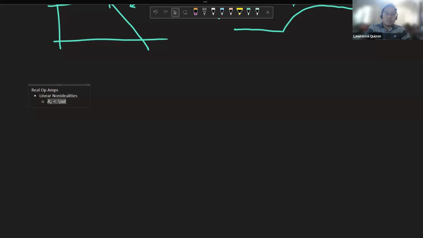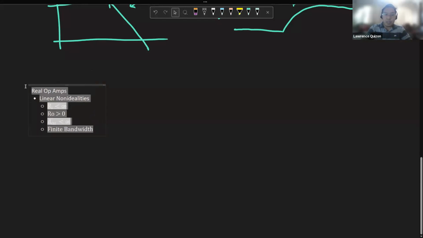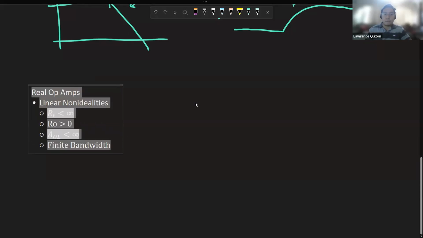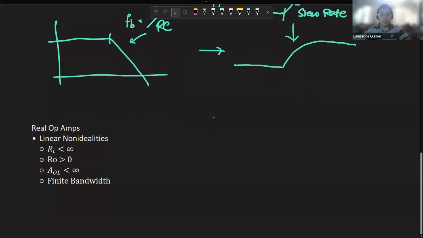Rn is not infinite, it is small. It's struck through. R out is not 0. The open loop gain is not infinite. And also, the bandwidth is finite, so there is an end to the bandwidth. That's this thing.